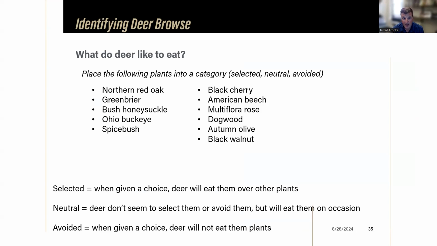We also need to think about what do deer like to eat. And so I'm going to ask for a little bit of audience participation here, and I want you to look at that list and think about which plants do you think deer would really like to eat, which ones they select, and you can just type them into the chat here.